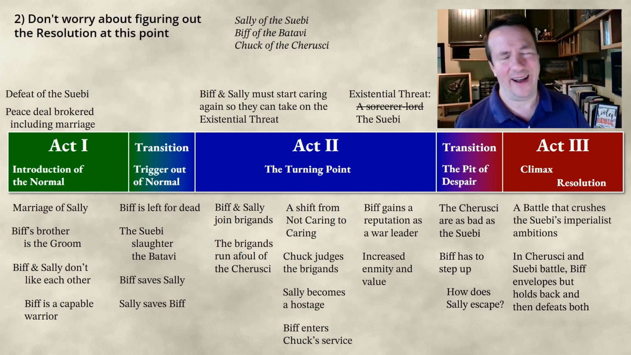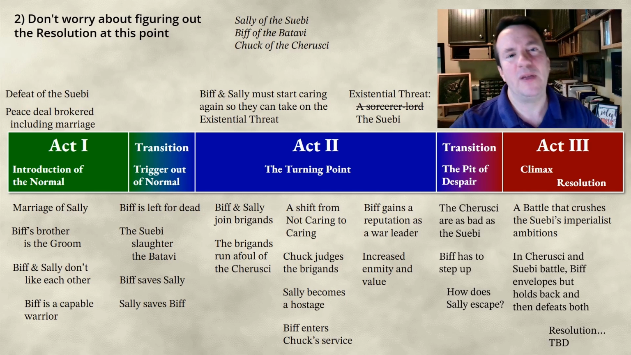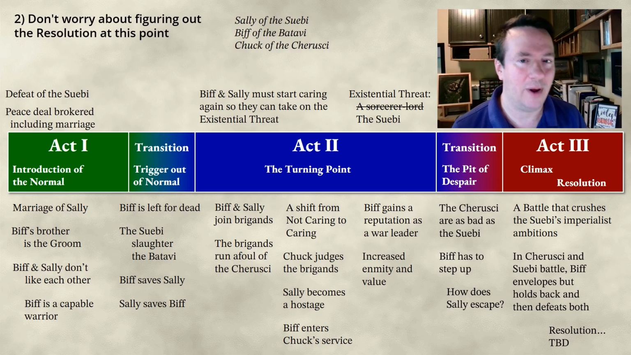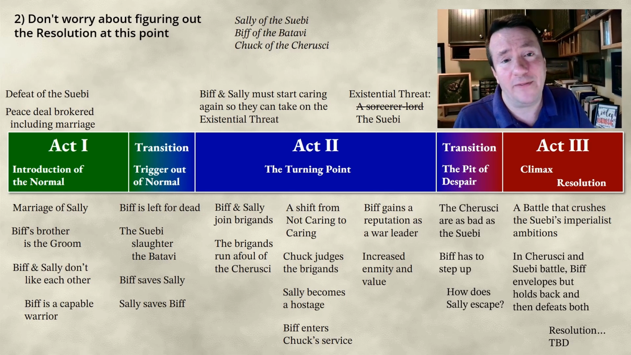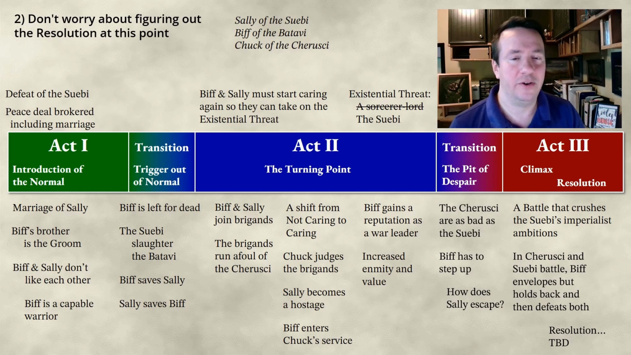Second, as I said, I'm not really that worried about the resolution at this point. It could be one of many things, and personally, I like to let my resolutions emerge naturally from the story writing process. Do Biff and Sally ride off into the sunset? Is one or the other or both tragically lost? If both survive, what do they do? The story will tell me, and I don't need to know right now.